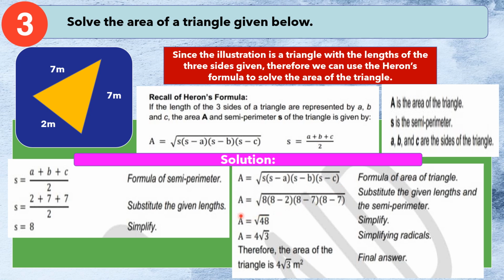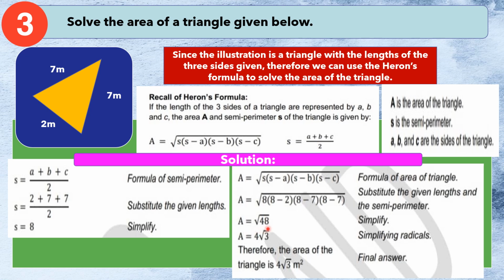So, by substitution, we have A or area equals square root of, okay, saan po nang galing si 8? Ito po yun. Yung nakuha po natin kanina. And then, times 8 minus 2, okay, unang sukat ng side, times 8 minus 7, pangalawang sukat ng side, times 8 minus 7 again, yung pangatlong sukat ng side. Then, simplify po, ito po, 8 minus 2 is 6, di ba? Then, 8 minus 7 is 1. 8 minus 7 is 1. So, 8 times 6 is 48 times 1, 48. Kaya meron tayong 48 dito. So, area is equal to square root of 48.